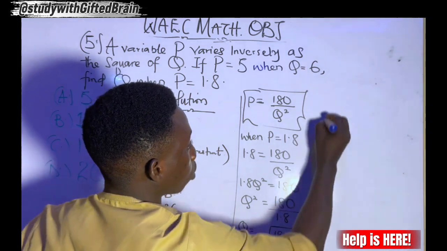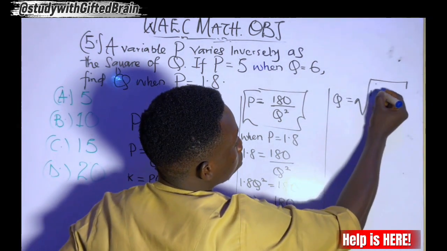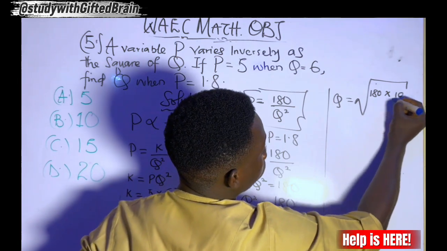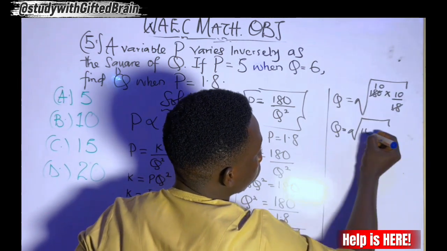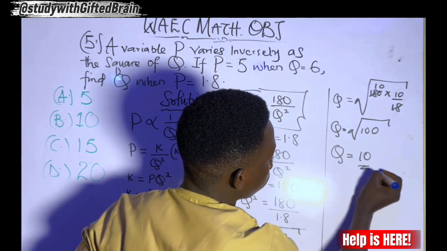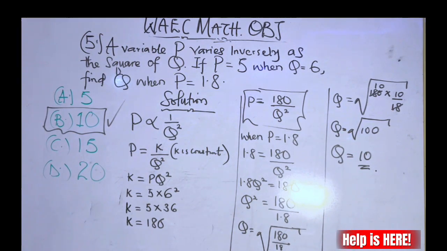That's why you square root both sides, so that we can eradicate the square on top of q. And from there, we are going to be having q equals the square root of 180 times 10 over 180. Now, if you notice, this is division of fractions. What we do is that it's supposed to be 180 divided by 18 over 10. But when you do the reciprocal, you get 10 over 18. And when you do that, you're going to be having the square root of 100, which will give us q equals 10. If you check the options, that's q equals 10.